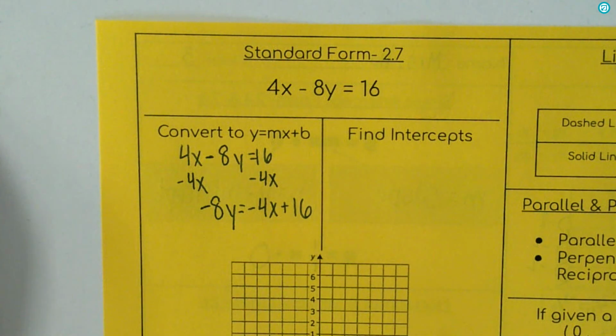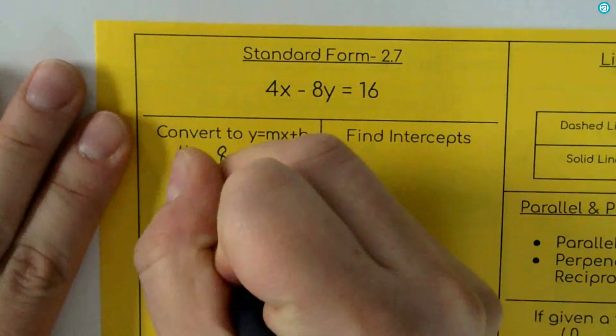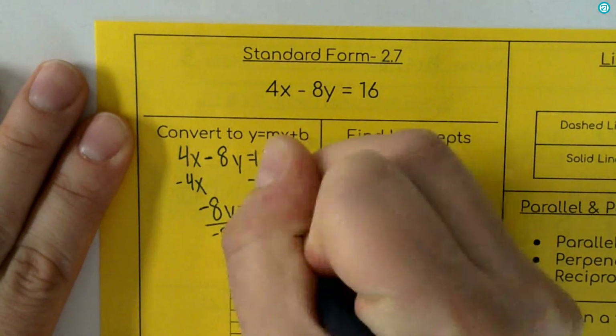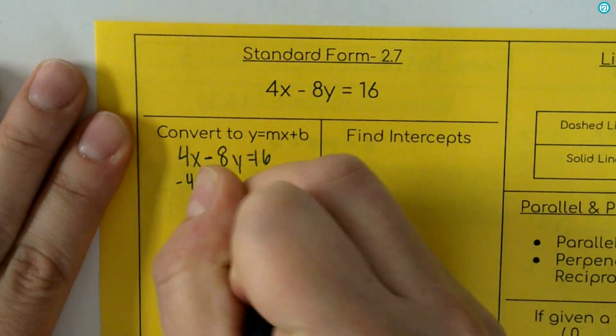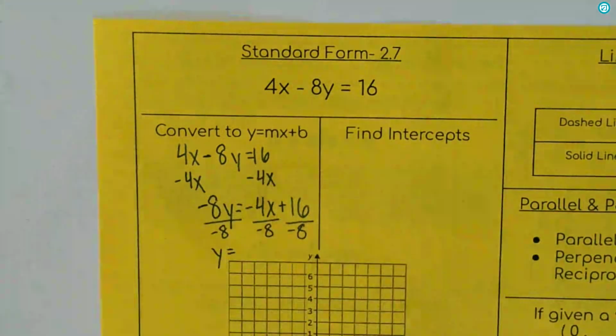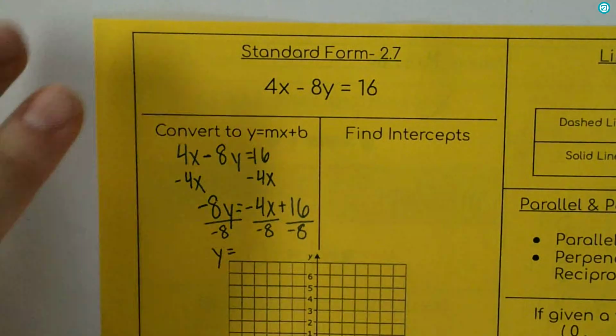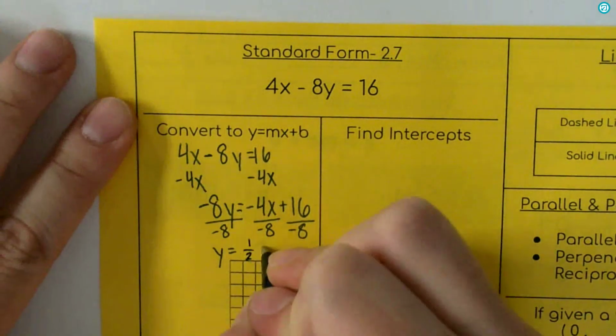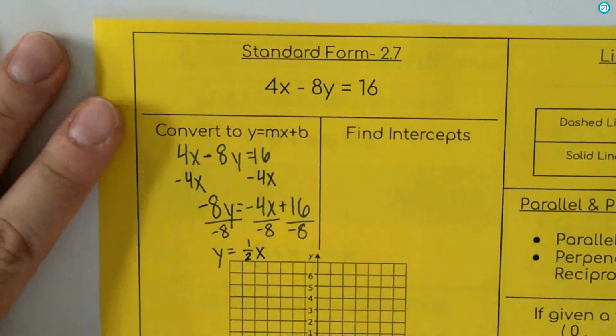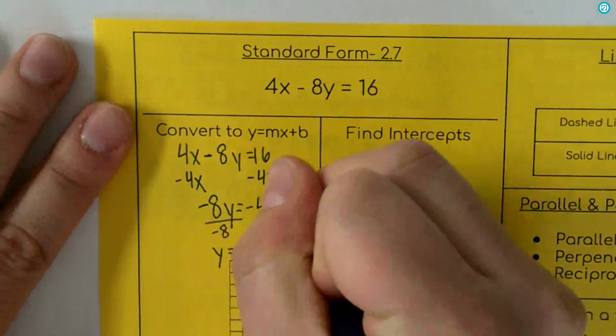Okay. Then we want to get y by itself. That negative 8 is keeping y from being by itself, so we're going to divide everything by negative 8. Divide by negative 8, divide by negative 8, divide by negative 8. We get y equals. What is a negative divided by a negative? Positive. 4 over 8. 4 is what of 8? Half. So 4 is half of 8. So 4 over 8 reduces to 1/2. So I've got y equals 1/2 x. And then 16 divided by negative 8 is negative 2.